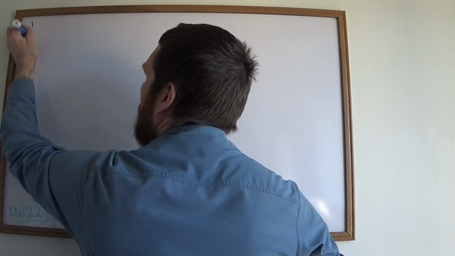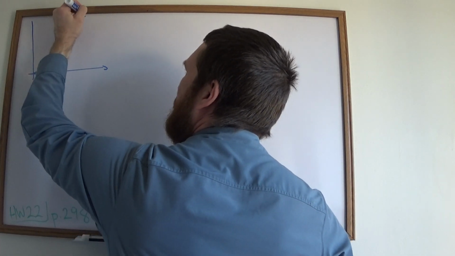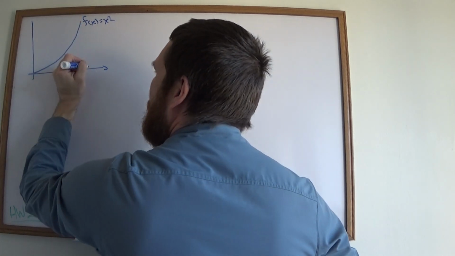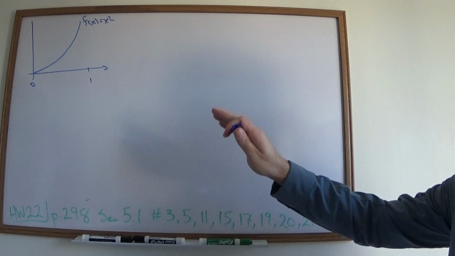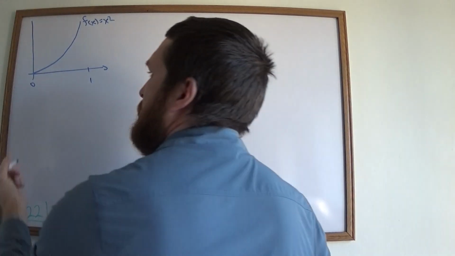So this is what we're going to do. It's the same thing, the exact same thing we did before. f of x is still equal to x squared, and we're still on 0 to 1. Now what I'm going to do is chop this up into n bits.